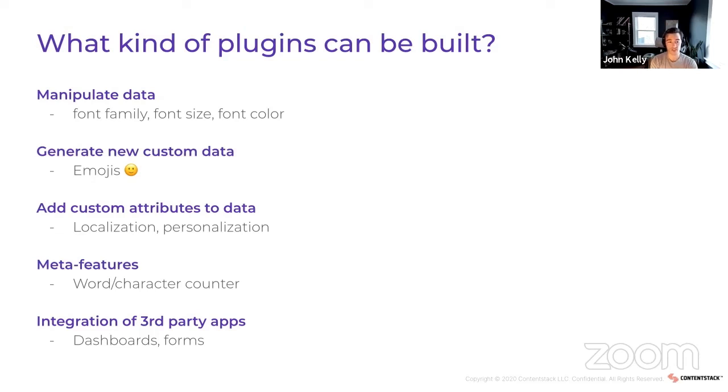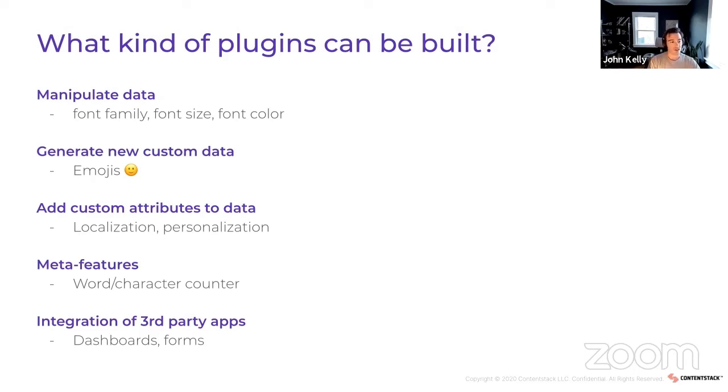You might have some meta features, and so these are things like enhancements to the overall functionality of the JSON RTE. That's things like word count or character count, right? That's not really affecting the actual data itself. It's really just adding an additional enhancement on top of the base functionality of the rich text editor itself.